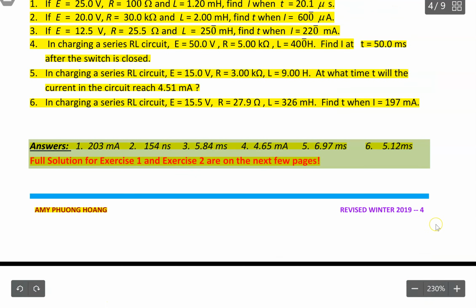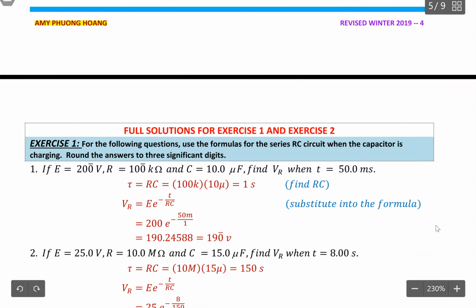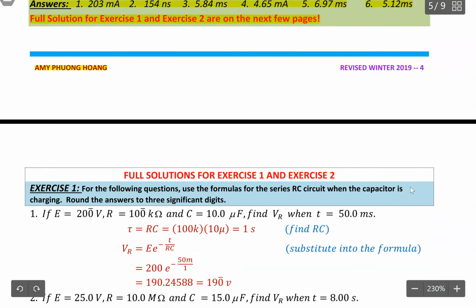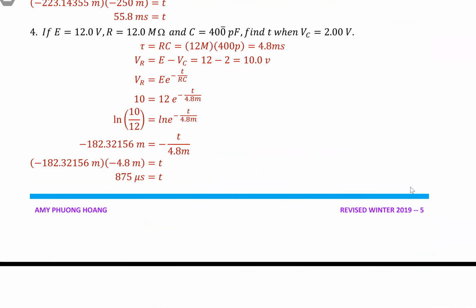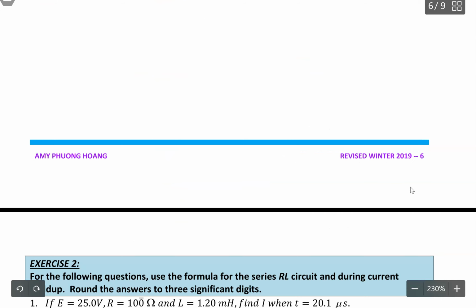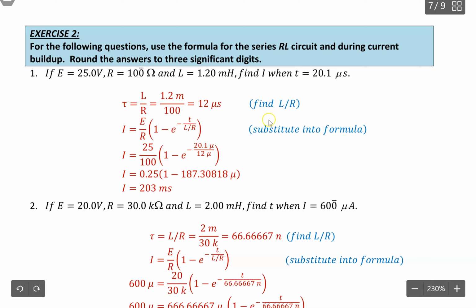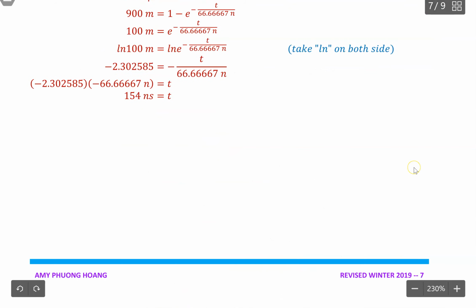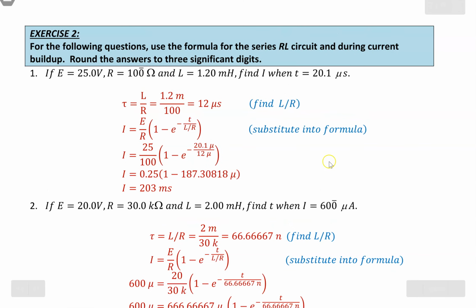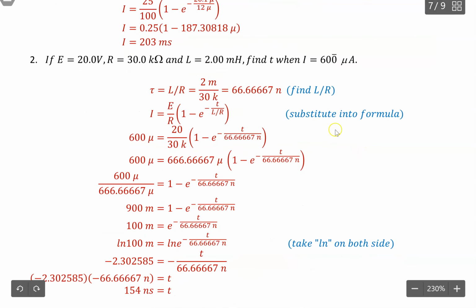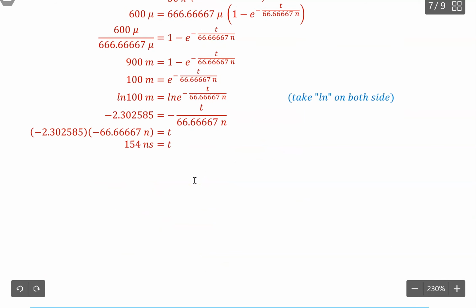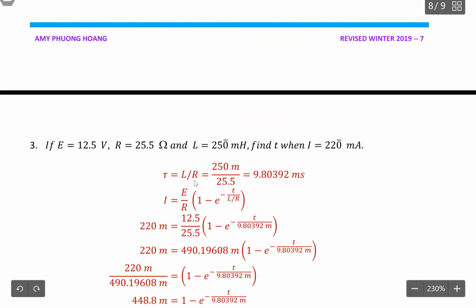And where do you find the full solution for this? The full solution for exercise number 2 is right after this handout, typed here starting on page 7. Everything is typed for you. So if you have any problems getting the answer, the full solution, step by step, is written here for everyone.